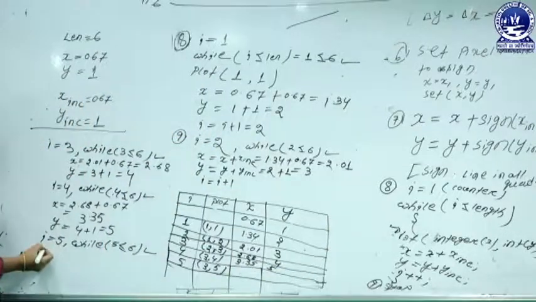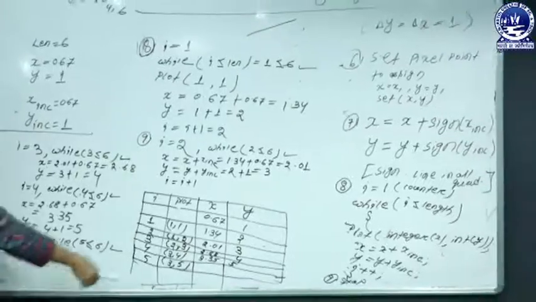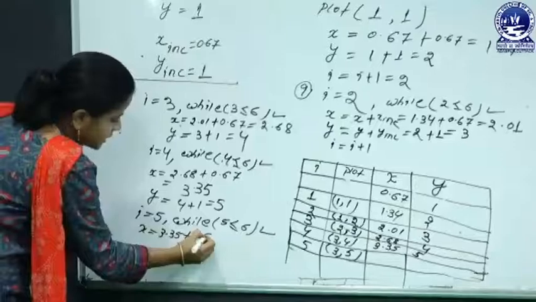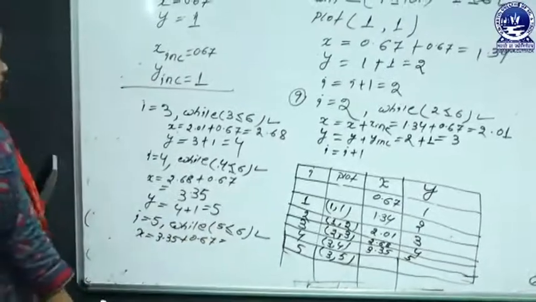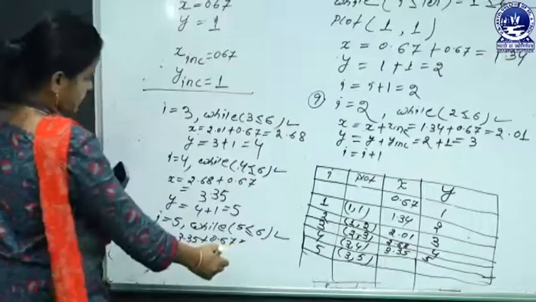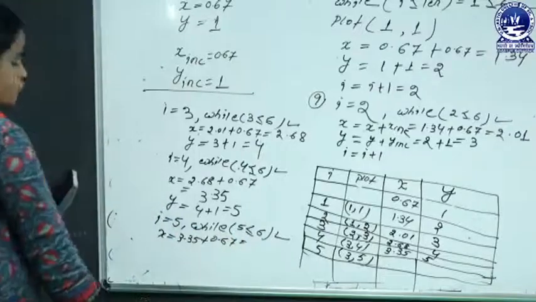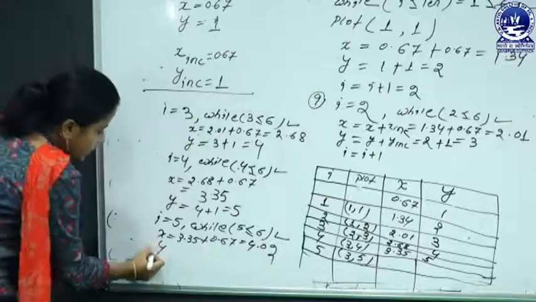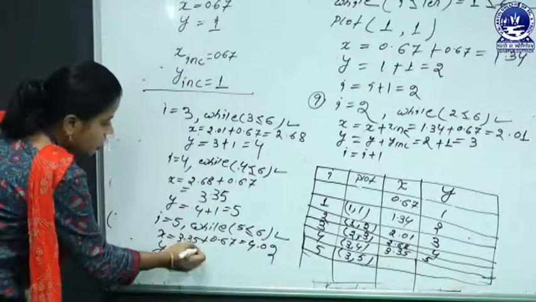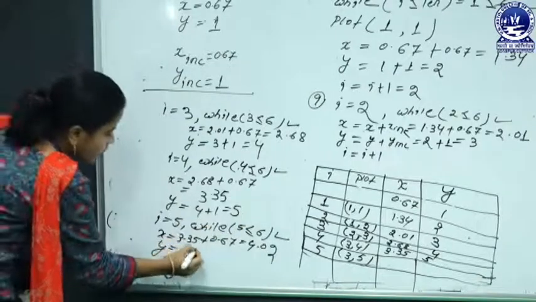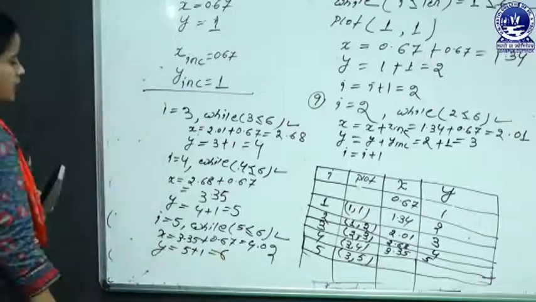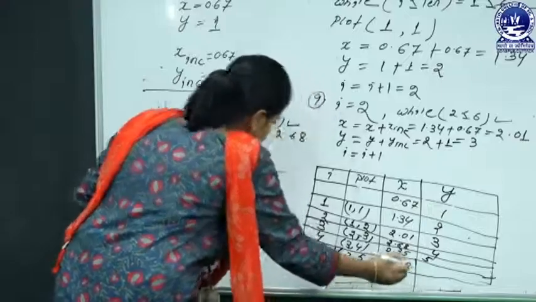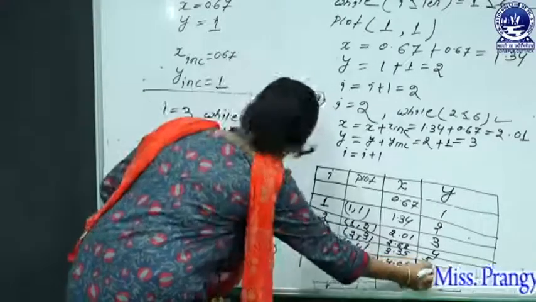So again x equals the previous x value, here 3.35 plus 0.67, that's your x incremental value. Here the resultant outcome is 4.02. Then the y coordinate, using the previous value, is 5 plus 1, that's 6. So here the new coordinate value is x 4.02 and the y coordinate value is 6.